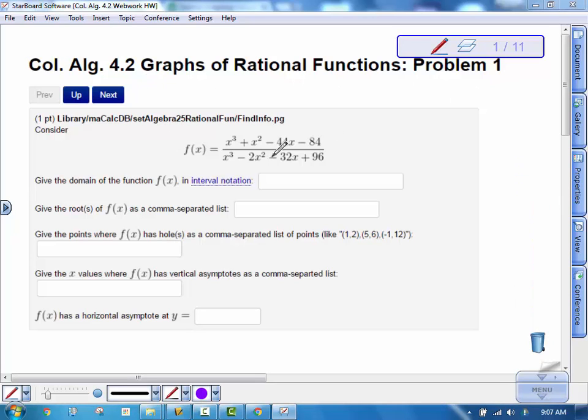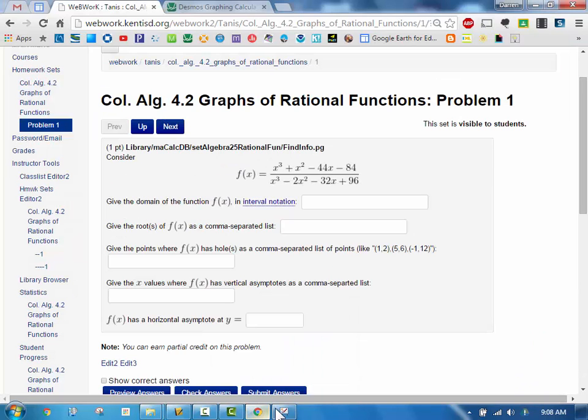Okay, 4.2, this is the first problem. It gives us this rational function, cubic in both the numerator and denominator, and wants us to give the domain. Now, it doesn't hurt to look at the graph. You can always do that, but we know that the domain is going to be all real numbers except for when the bottom is 0, because that's where it's undefined, or where there's a vertical asymptote, which is also where the bottom is 0. So we can try to find out where the bottom is 0.